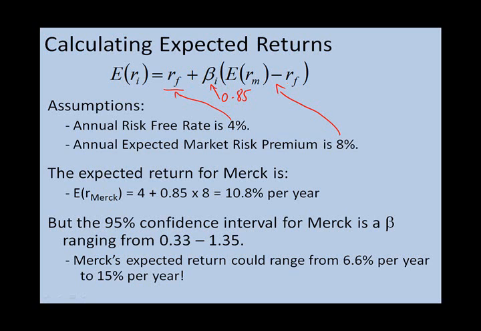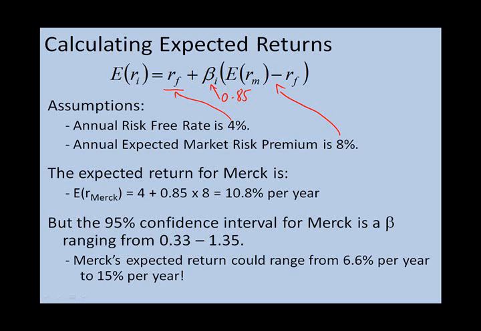But now remember that we're quite uncertain about the true value of the beta for Merck. The 95% confidence interval ranges from 0.33 to 1.35. This translates into a 95% confidence interval in terms of expected returns of 6.6% all the way up to 15% per year. There's a huge potential range of discount rates.